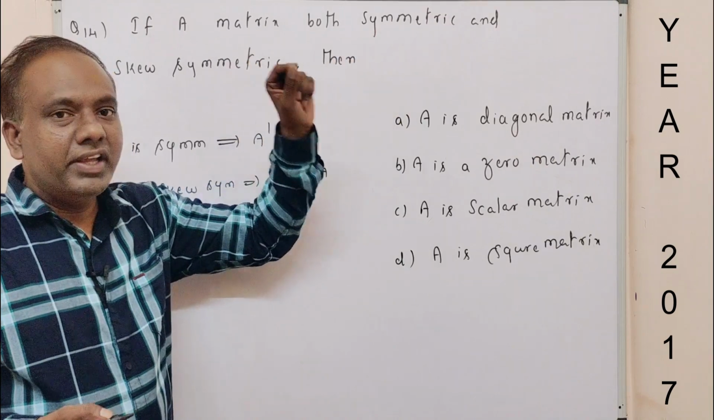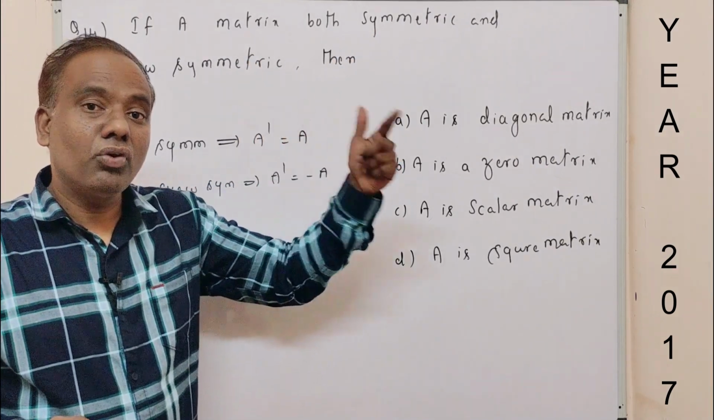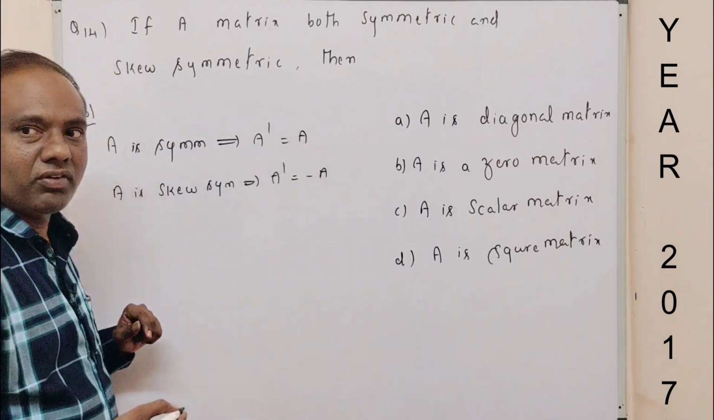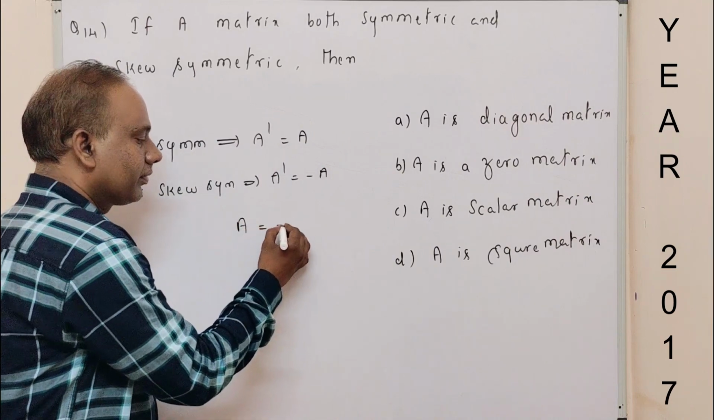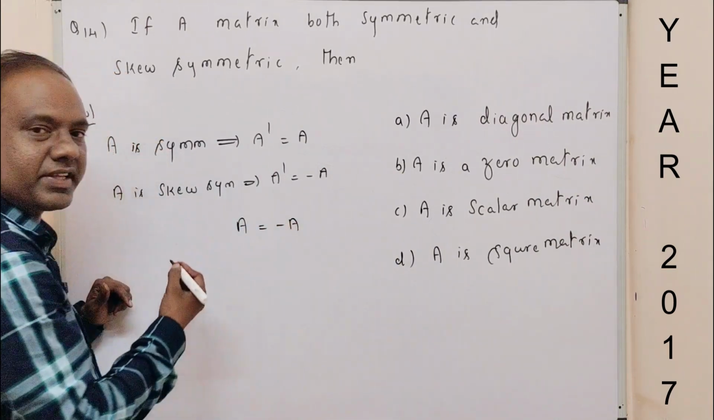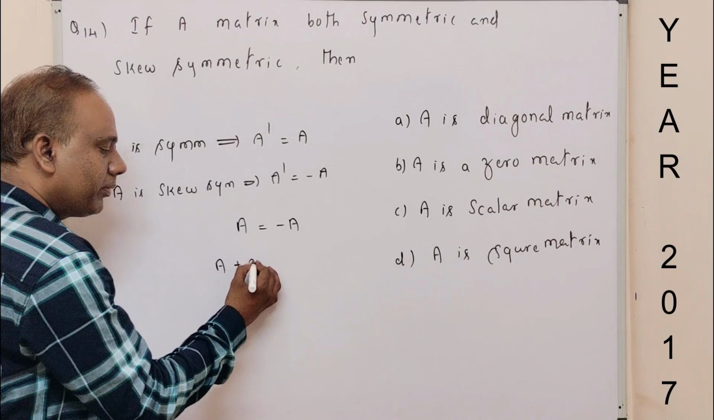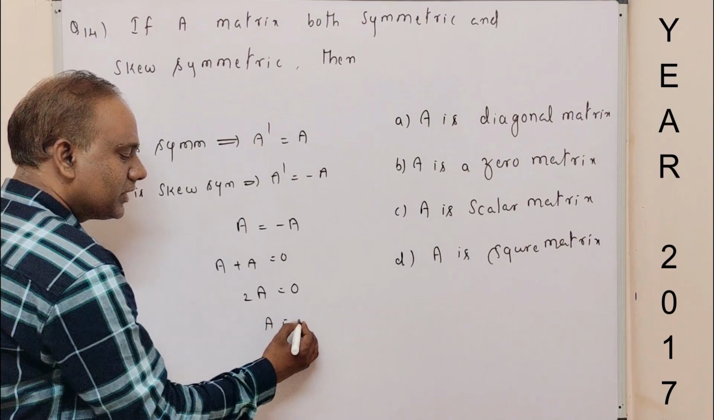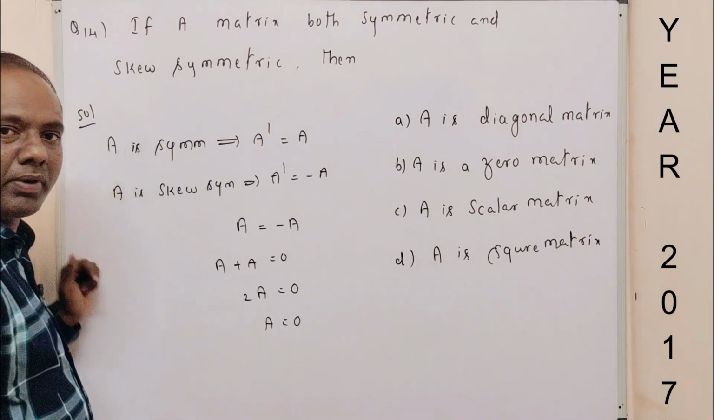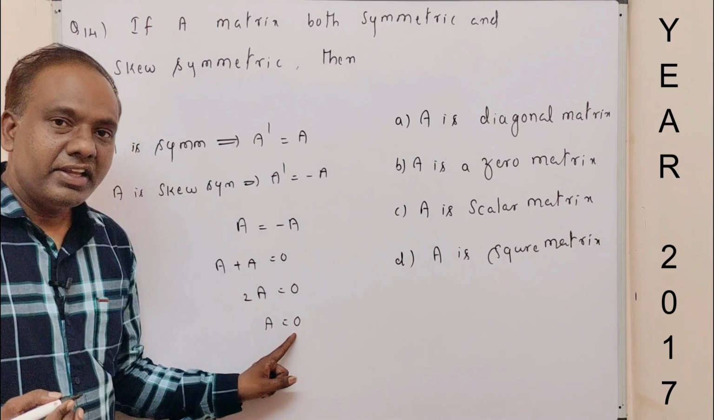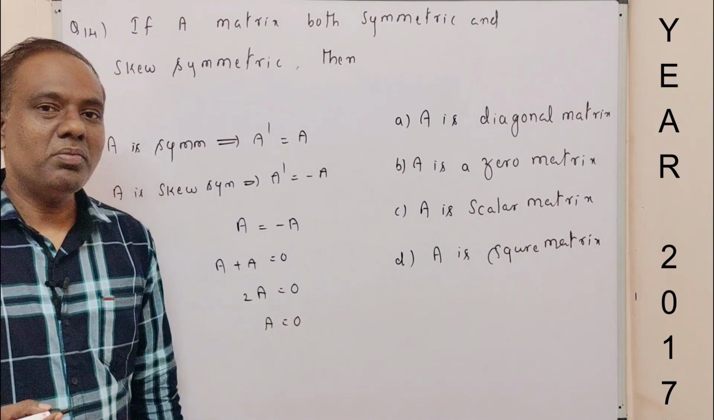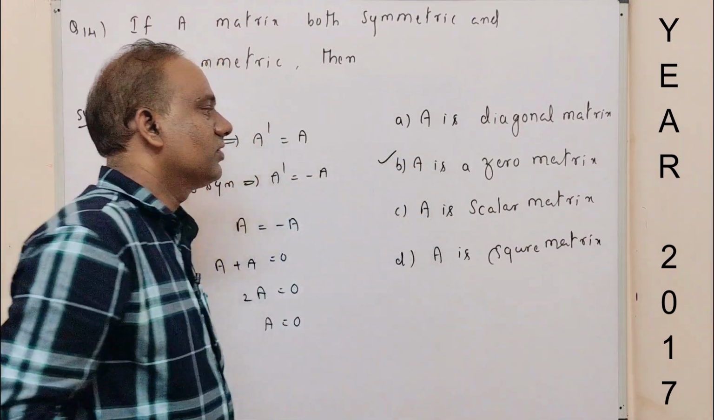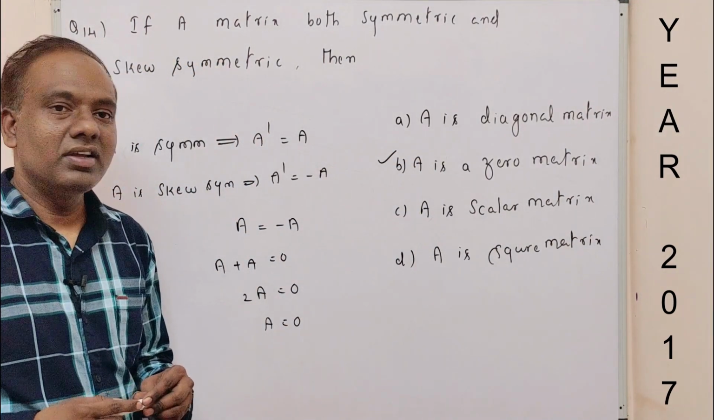Now, if A is symmetric and skew symmetric, then what is A? That is the question here. Here LHS are equal, so RHS must be equal now. That means A is equal to minus A. Minus A you take to the left side. It becomes A plus A is equal to 0. So 2A is equal to 0, which means A is equal to 0 by 2, and 0 by 2 is 0. That means A is a null matrix or zero matrix. Option B is the correct answer.